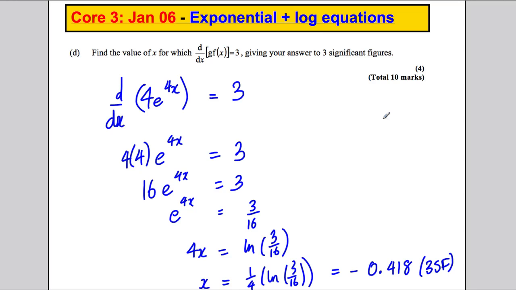And that's all for this video. In this video we've recapped the past paper questions that require you to solve exponential equations and log equations. Tune in for another video where we work through all the exponential rate of cooling and rate of decay questions. Thank you very much for watching.